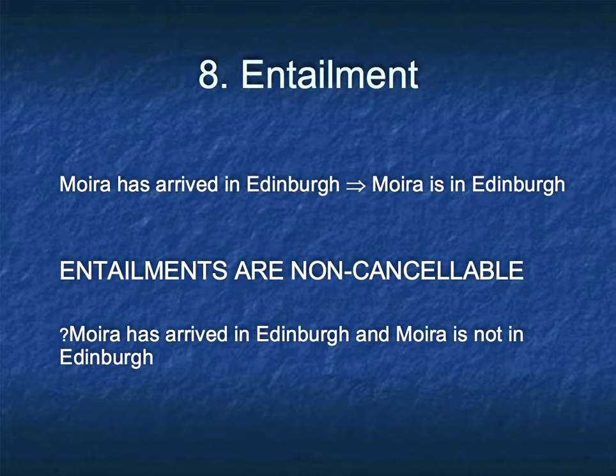So if we say "Moira has arrived in Edinburgh," that entails "Moira is in Edinburgh." Notice we can't cancel it. We can't say "Moira has arrived in Edinburgh and Moira is not in Edinburgh." That's a key semantic criterion of the notion of entailment, as opposed to, as we'll see, explicatures and implicatures, which can be cancelled, but entailments can't.